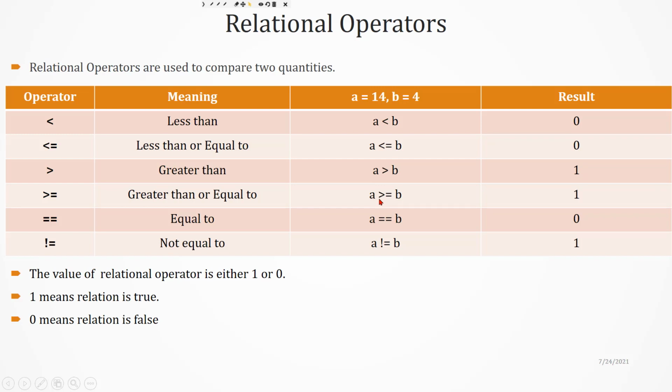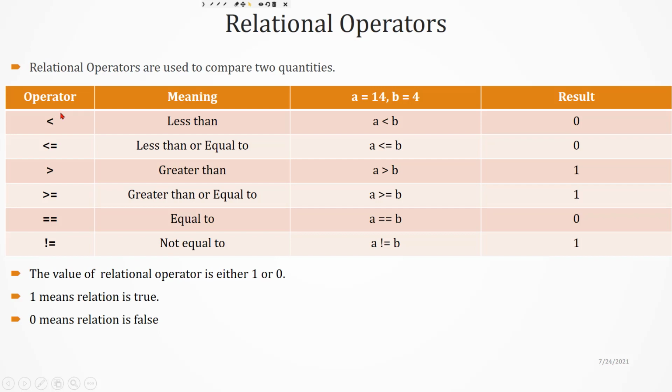A greater than or equal to B is 1 because it is greater than B, so it is also 1. A equal to B means we are comparing whether these two quantities are equal. 14 is not equal to 4, so this is false, that's why I got the result as 0. A not equal to B is true because 14 is not equal to 4. So here I am using the not equal to operator, and the result is 1.